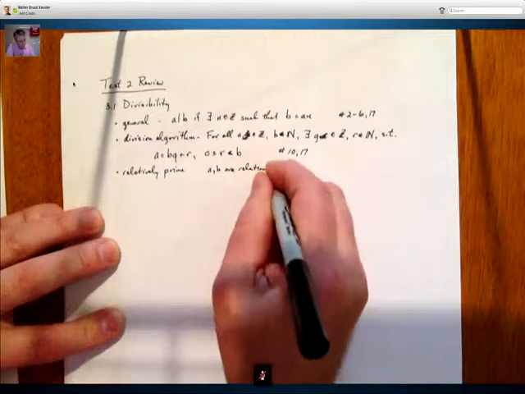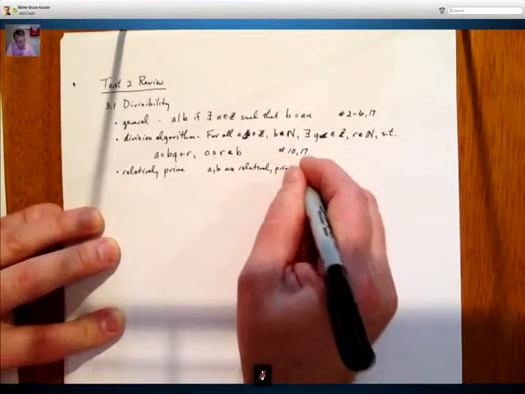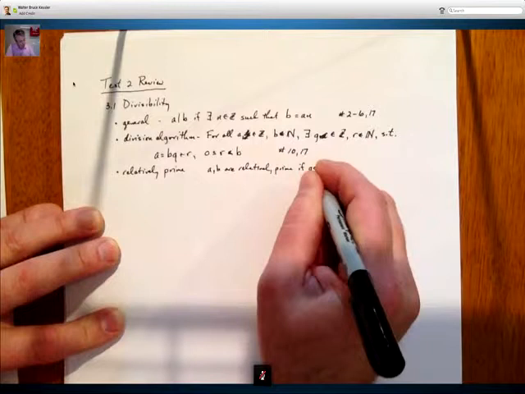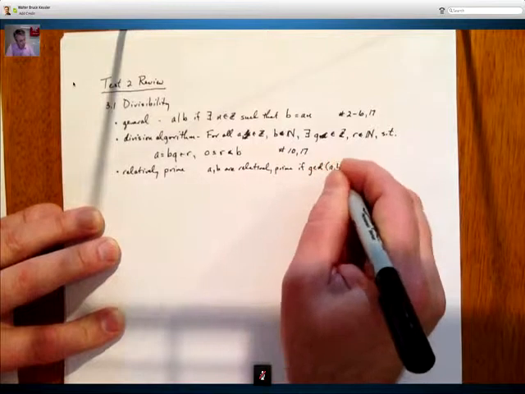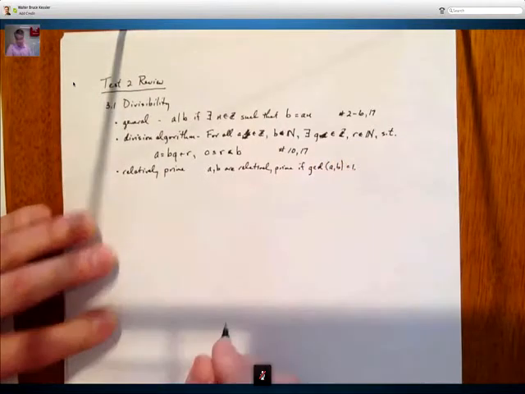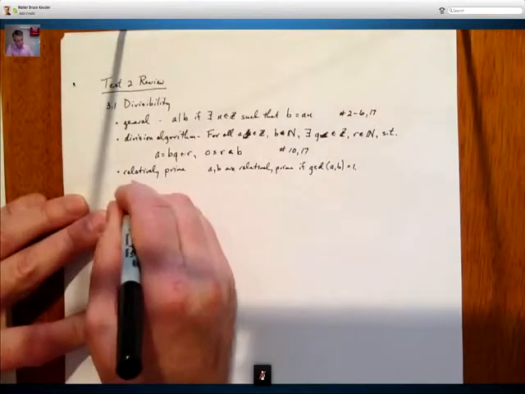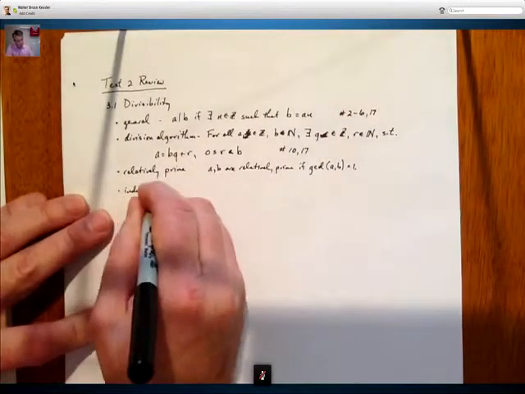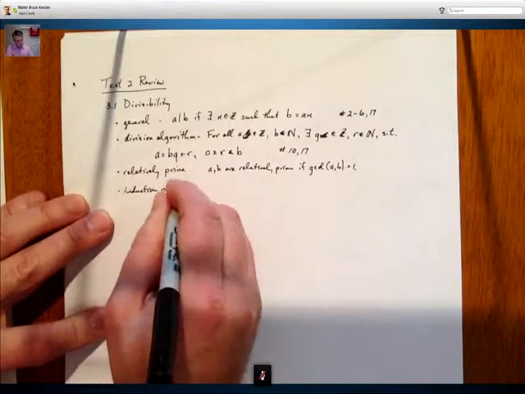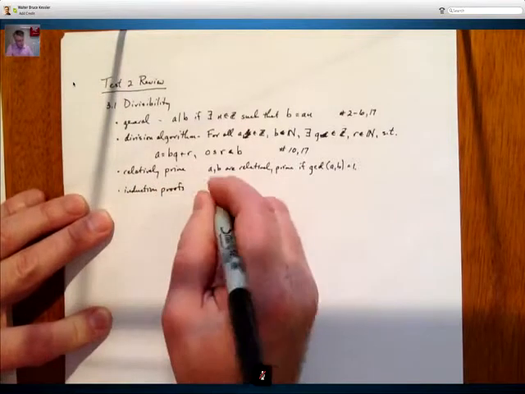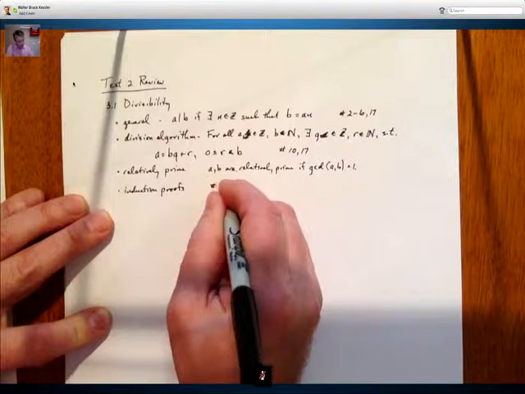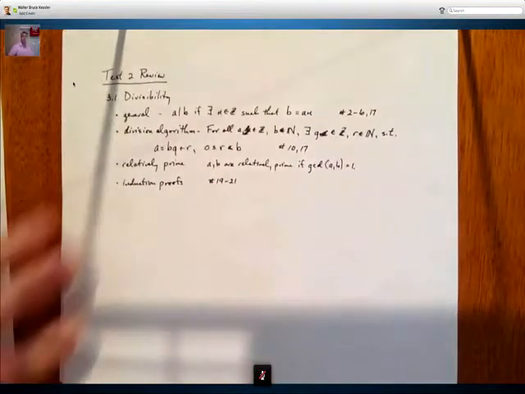Are relatively prime if their greatest common divisor is just 1. And then in this section we didn't introduce this, but we did have some induction proofs on divisibility, problems 19 through 21.